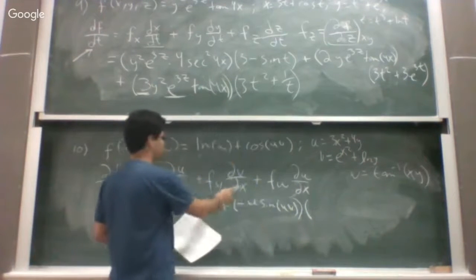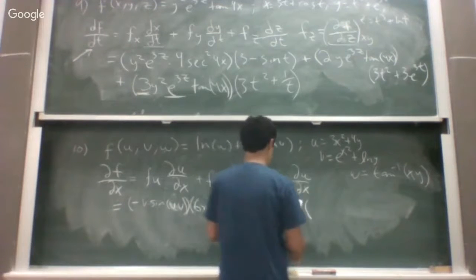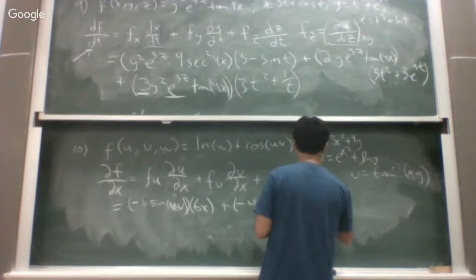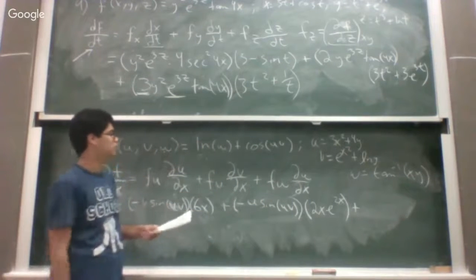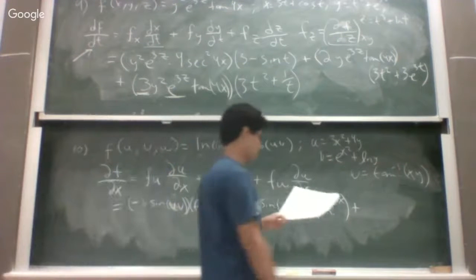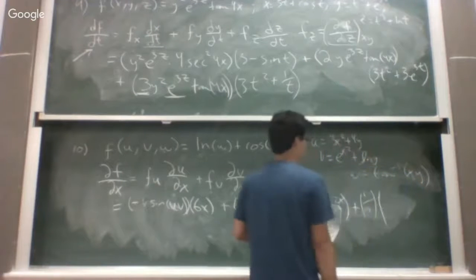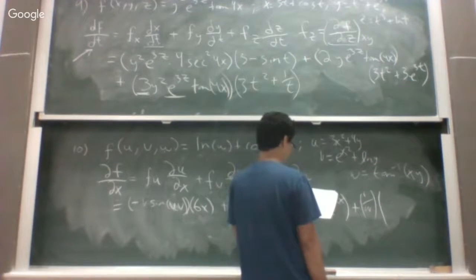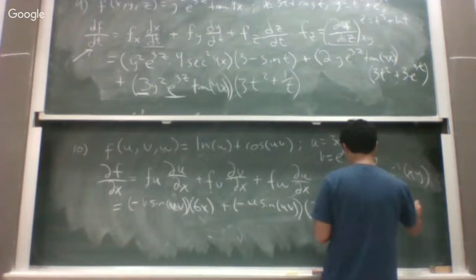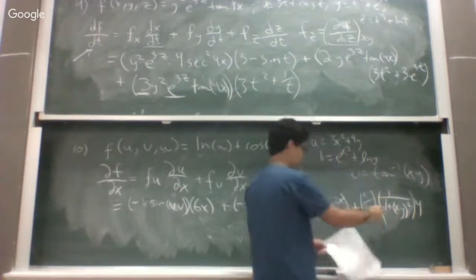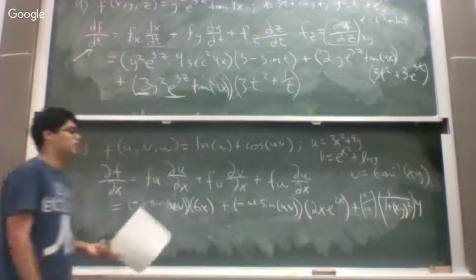And what is the partial of v with respect to x? 2x e to the x squared. Yep. Plus the partial derivative with respect to w: 1 over w. And what is the derivative of tangent inverse with respect to x? 1 over 1 plus xy quantity squared, and then the entire thing times y, which is the derivative of the inside.